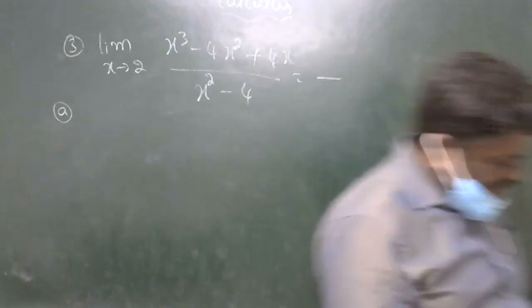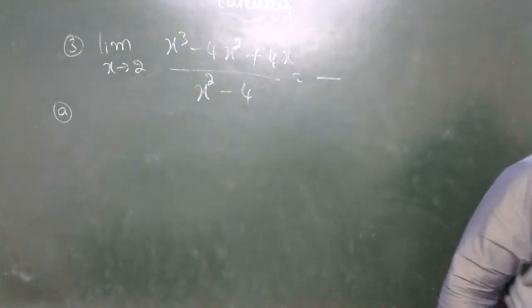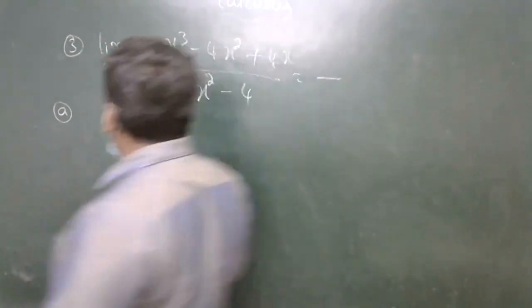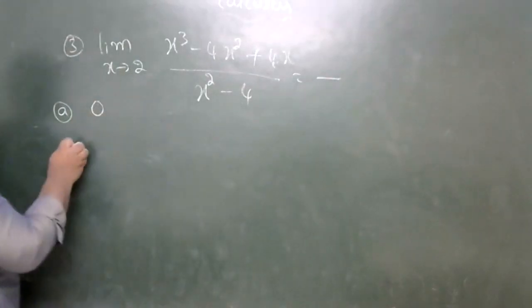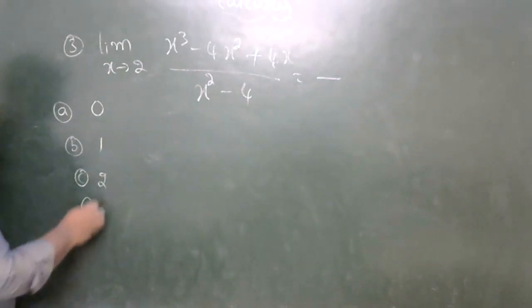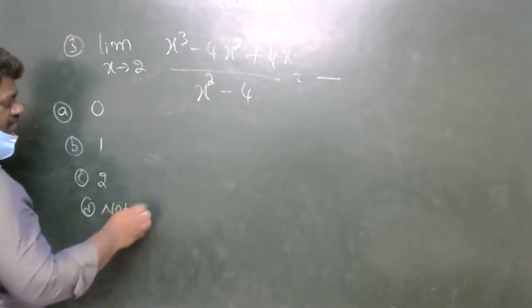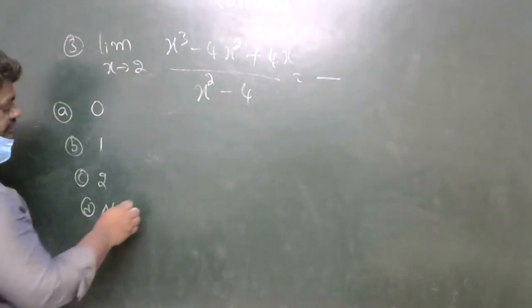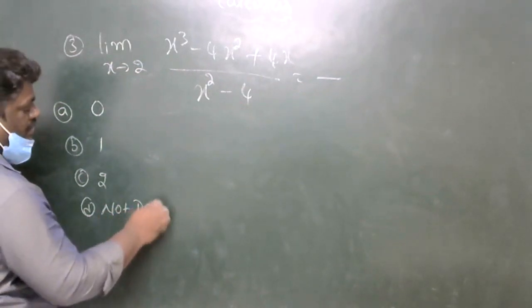Option A: 0. Option B: 1. Option C: 2. Option D: not defined. Sometimes they are going to give infinity. Okay.